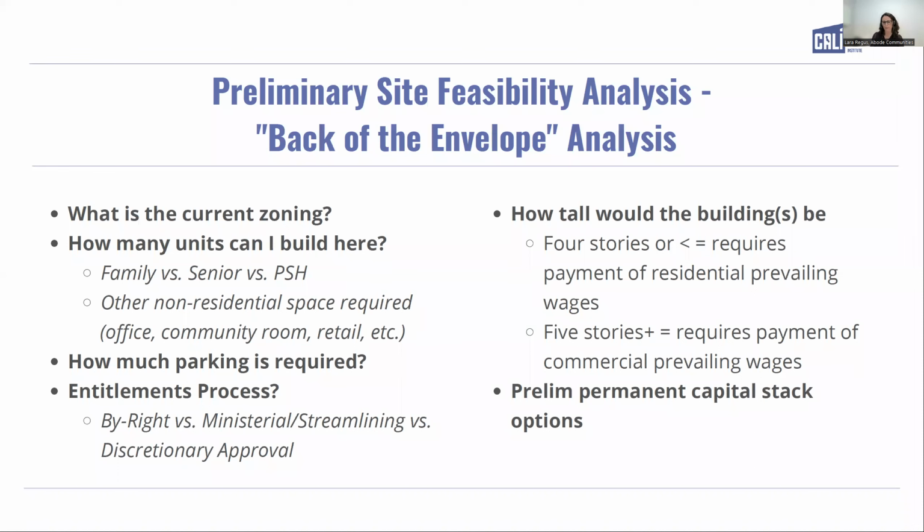We're going to talk a little bit about entitlements on the next couple of slides, but looking at the current zoning will tell you a little about what you can do and how the process will lay out for you. Our initial feasibility analysis always involves understanding whether or not the site is something we can build by right, or whether we have to go through a ministerial process or a discretionary approval process, and we'll talk in a minute more about what that means.